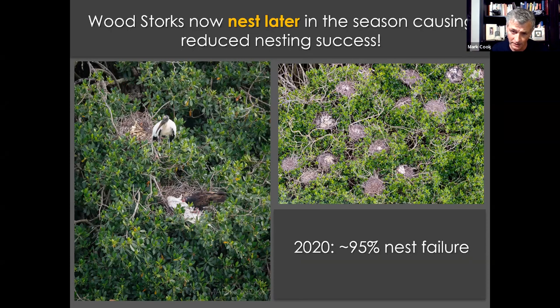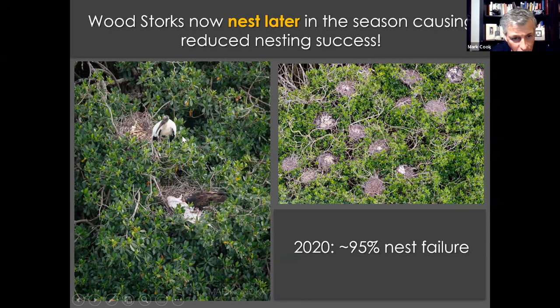And the most dramatic in recent years of this happening was not long ago, back in 2020, when 95% of the nests failed. We had a pretty good nesting season, 1,200, 1,300 nests in the Everglades, and 95% of those nests failed, pretty much just prior to when they were about to fledge as well. So this is a little distressing before I show you all the good news, but it's good to show you that bad things happen as well.